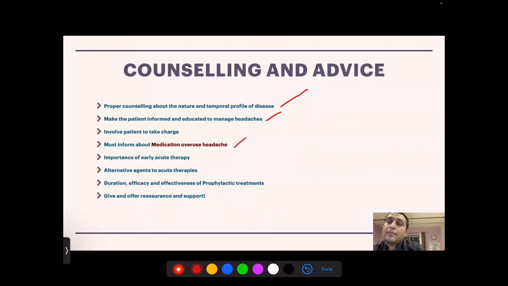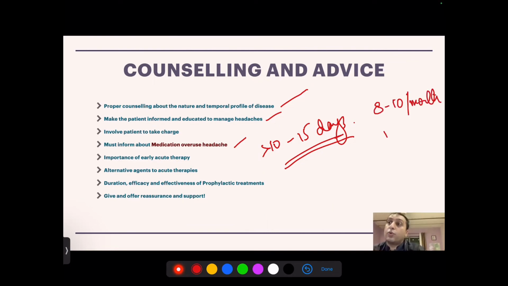It is seen that many people like to take pain medication, including paracetamol or NSAIDs or triptans, whenever there is a headache. But you must always remember, if they take it more than 10 to 15 days a month, then this might become the problem in itself. So you must teach your patients that you will take your headache medication, abortive medication, maximum 8 to 10 times a month and not more than that. If your headache is more than 10 times a month, then we need to change the prophylactic medication or step up the prophylactic medication or start it in the first place. So you must avoid medication overuse headache.